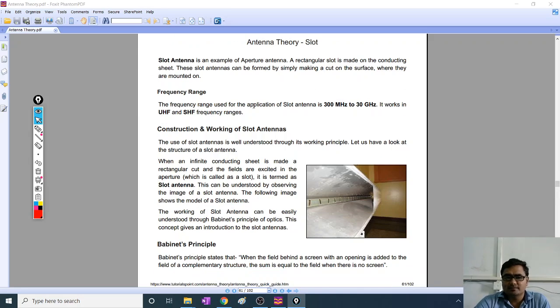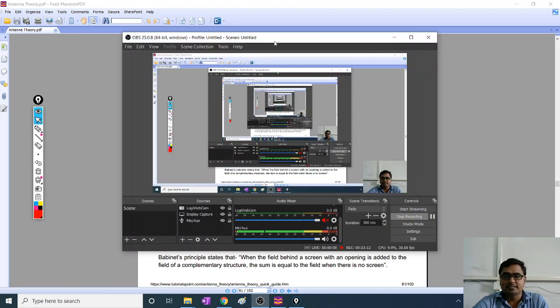The next type of antenna is a slot antenna. It is really interesting to understand slot antenna because there is a surface and you need to make a slot on that and it forms an antenna. But we'll check those slot antennas in the next lecture. Thanks a lot.